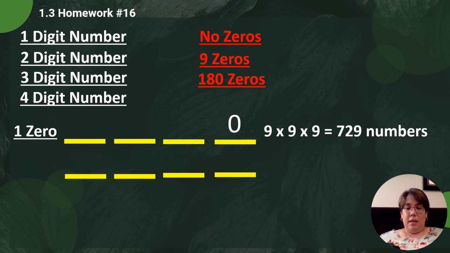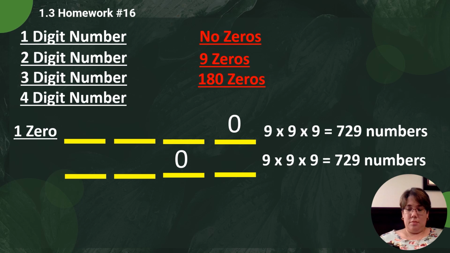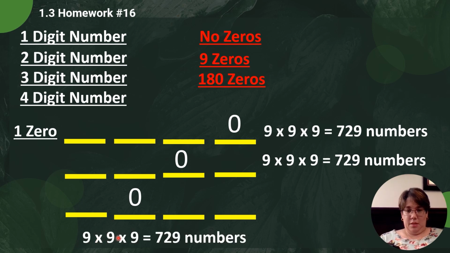Okay, now I'm going to look at a 4-digit number that has a 0 in this 3rd place. Okay, and that's going to be 9 digits possible here, 9 digits in the 2nd spot, 9 digits in this last spot. So that's also going to be 9 times 9 times 9. And then finally I'm going to have a 0 in the 2nd spot, and there are going to be 9 times 9 times 9 possibilities, 729 numbers there. So there are going to be 3 times 729 possibilities, which is 2,187 possibilities. Okay, so that is 4-digit numbers that have 1 zero in them.